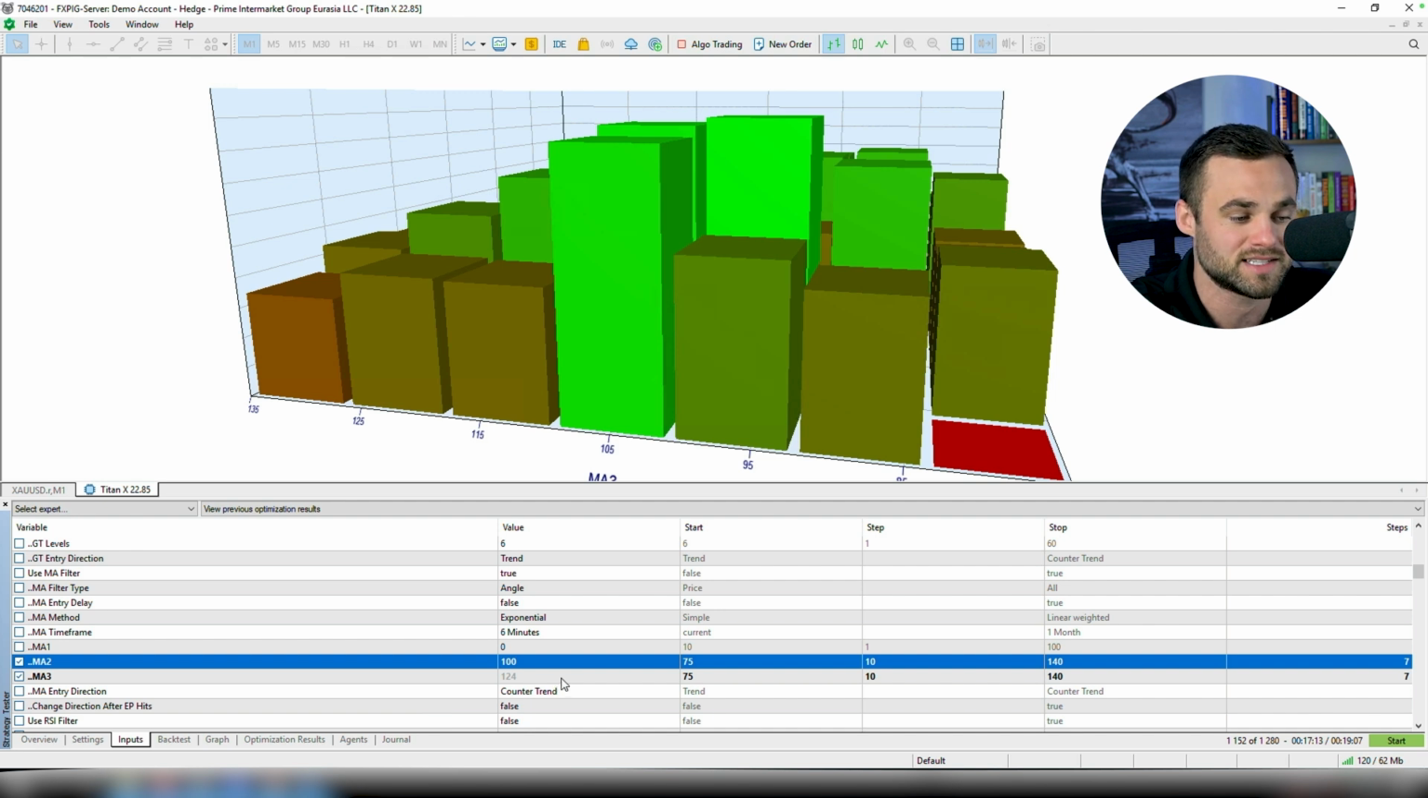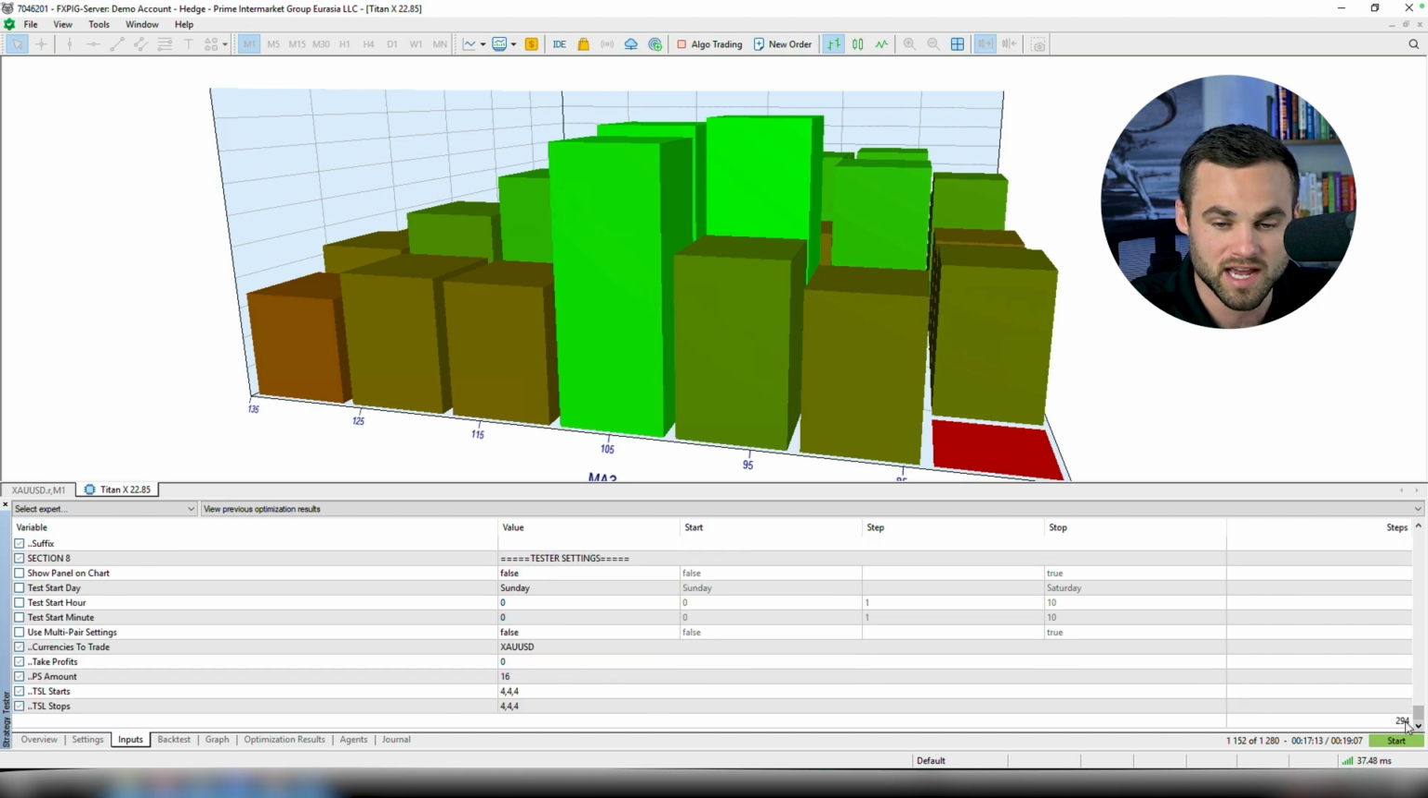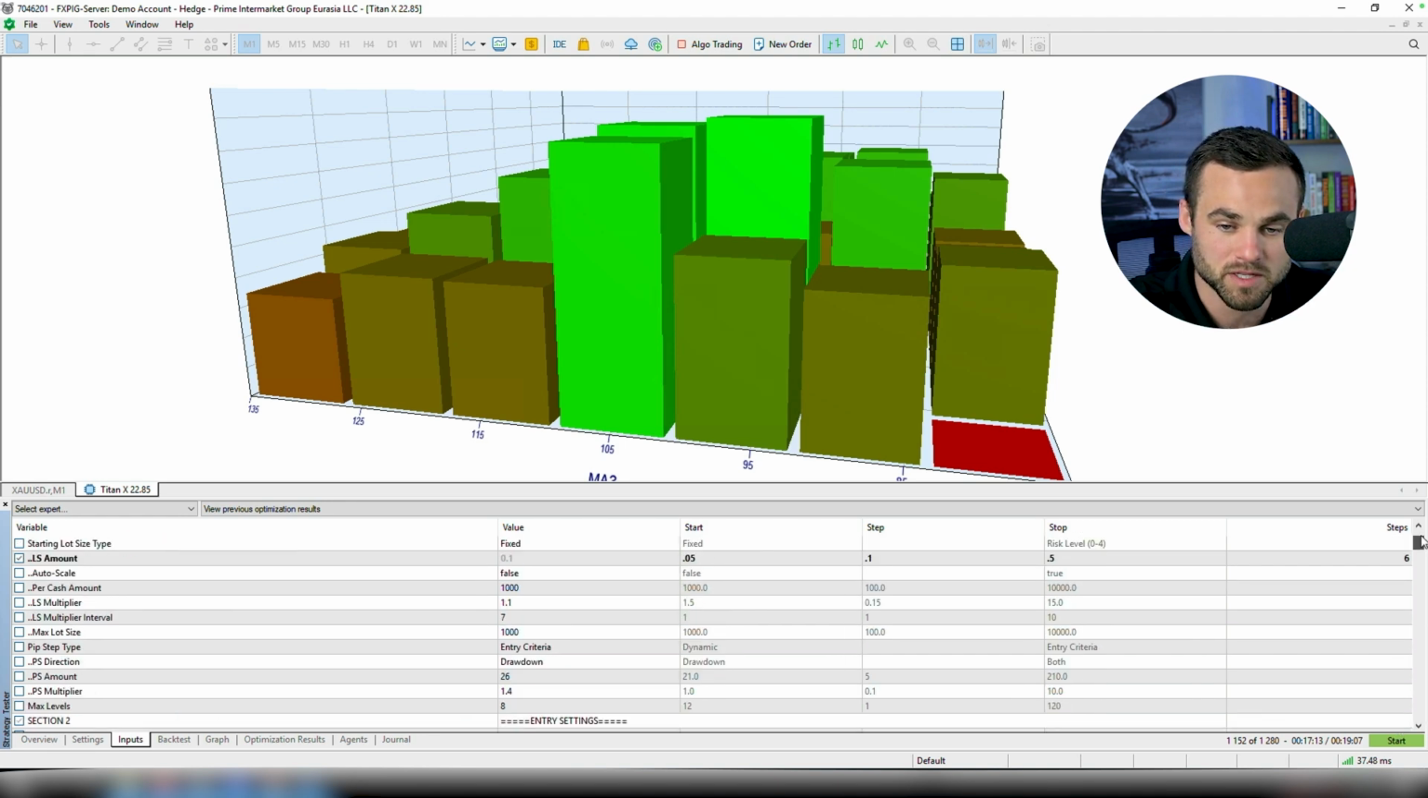So I'm also testing the moving averages, mostly to just try to get some sort of fast result for you guys, okay? Again, I'm starting moving average 2 at essentially 75. I'm stepping by 10 and I'm stopping at 140. So it's gonna test between 75 and 140 in intervals of 10, which is going to give me 7, okay? Basically, these are the different things that I'm going to test. That should give me essentially 294 different optimizations that it's going to run a test for, okay?